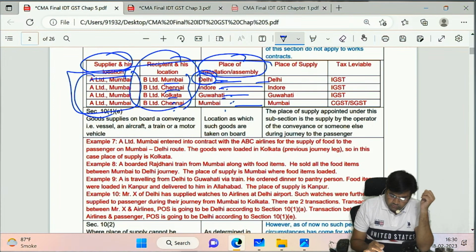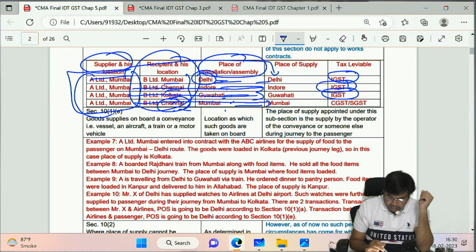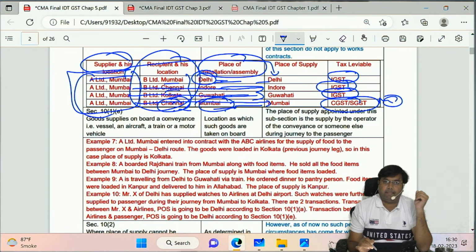So from Mumbai to Delhi, interstate, IGST. From Mumbai to Indore, interstate, IGST. From Mumbai to Guwahati, IGST. From Mumbai to Mumbai, the recipient is located in Chennai, but the installation is done on his instruction at Mumbai. So it is CGST and Maharashtra SGST.